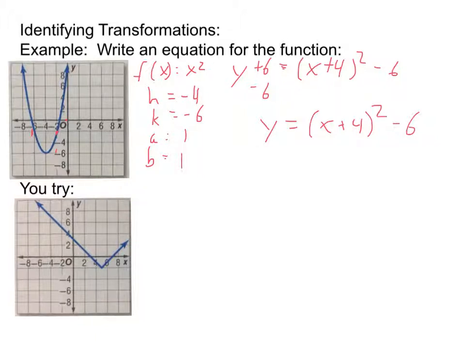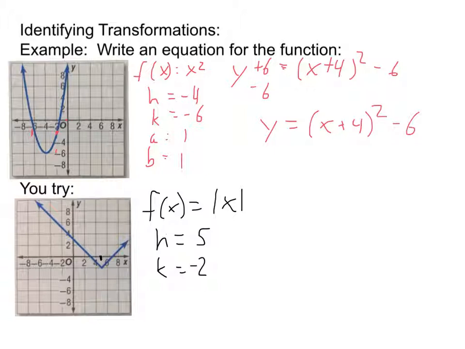Hopefully you followed that, so you can give this next one a shot. So hit pause, see if you can write the equation for the next one. First thing you needed to identify was the parent function, f of x. Hopefully you noticed that's the easy part, it's the absolute value. Then this has gone over to the right 5, so h is equal to 5, and it's gone down 2, so k equals negative 2. Then it's still going over 1 up 1, so a is equal to 1 and b is equal to 1 still.